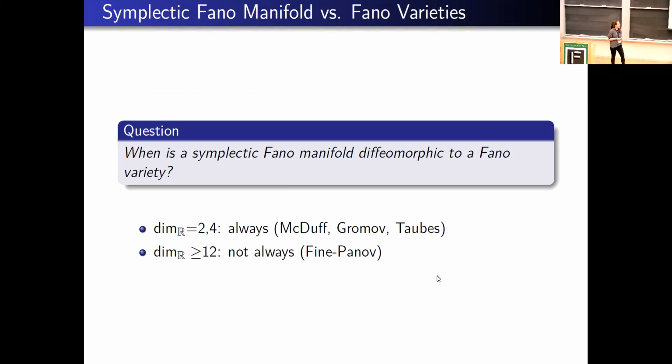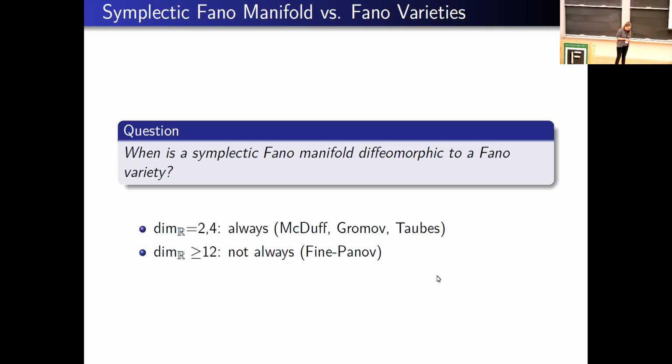In dimension 12, and also for dimension greater than 12, not always, because Fine and Panov gave counterexamples of symplectic Fano manifolds which are not diffeomorphic to a Fano variety. And in the dimensions in between, it's still open; little is known, but not that much.